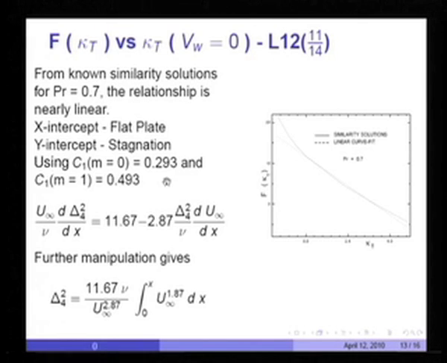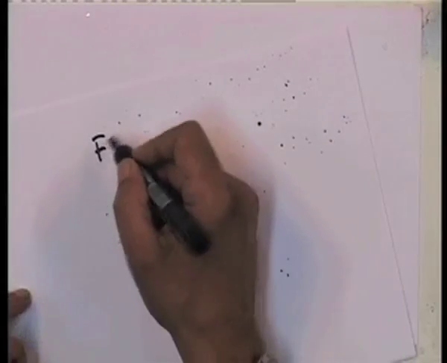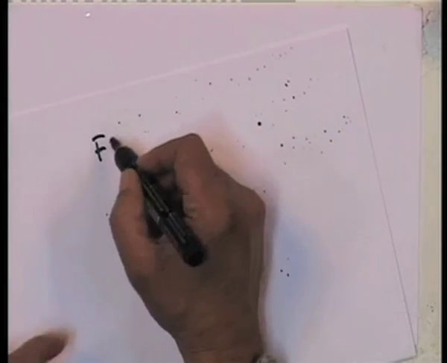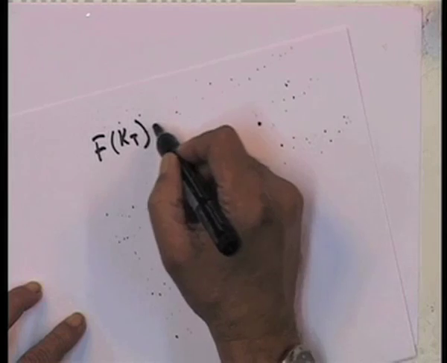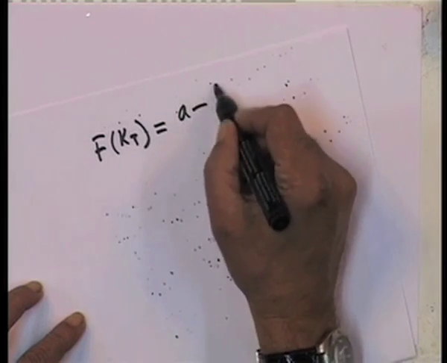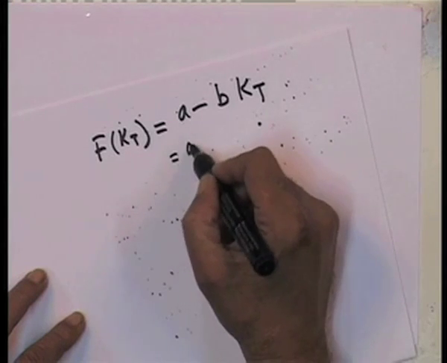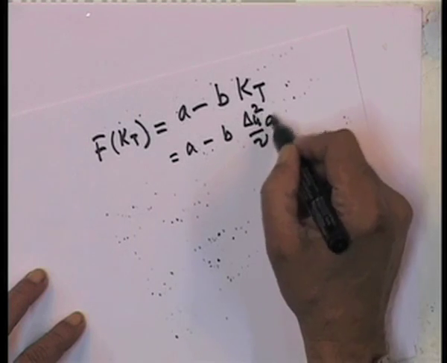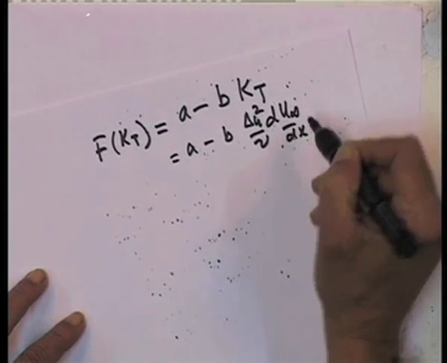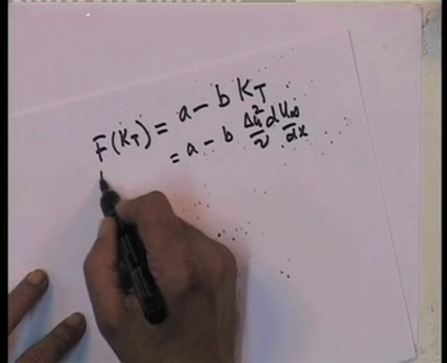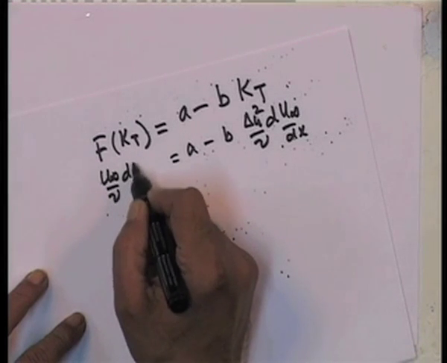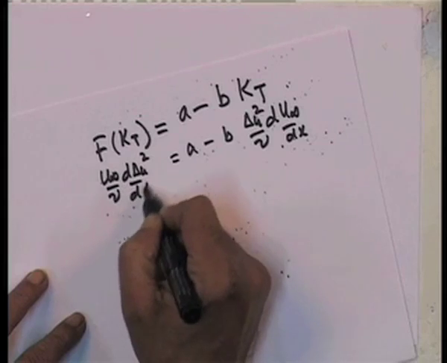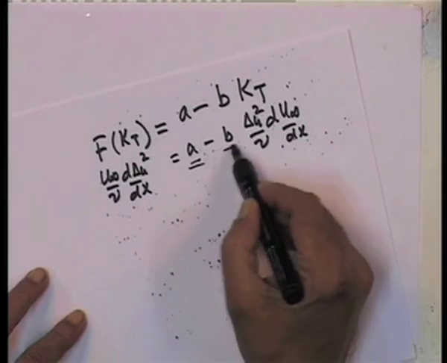0.493. Basically, what I have done, as we did in the wedge flow solutions of Thwaites, f kappa t is related to a minus b kappa t, or essentially this is a minus b delta 4 square by nu du infinity by dx, and this is u infinity by nu d delta 4 square by dx. So, I have to determine a and b.